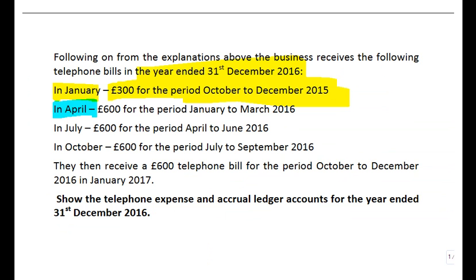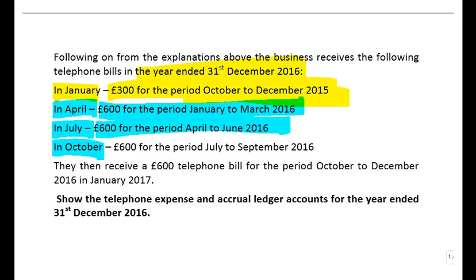So when we now receive in April, and this will be for the first 3 months of year 2, for January to March, we now get a bill of £600. In July, which is for April to June, we get another bill for £600. Then in October, which is for the period July to September, we get another bill for £600. Again, you can see the bills are being received in arrears. They're being received after the period they relate to.